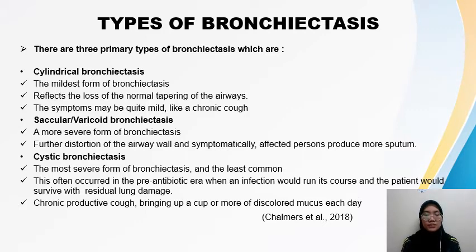The last one, cystic bronchiectasis, is the most severe form of bronchiectasis and the least common type. This often occurred in the pre-antibiotic era, when an infection would run its course and the patient would survive with residual lung damage. It will produce a chronic productive cough and bring up a cup or more of discolored mucus every day.